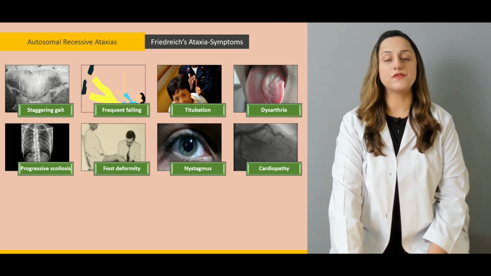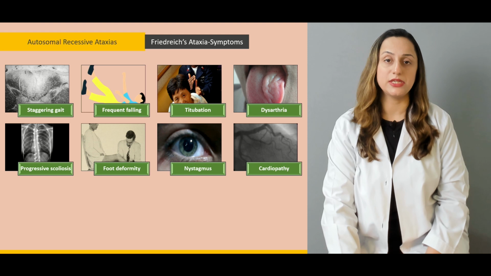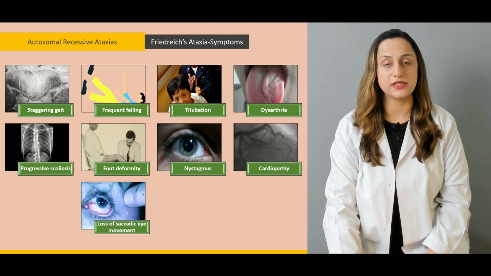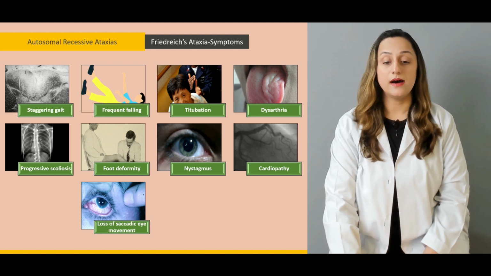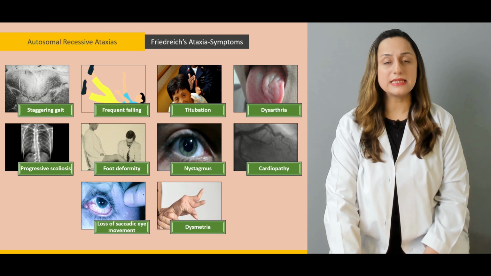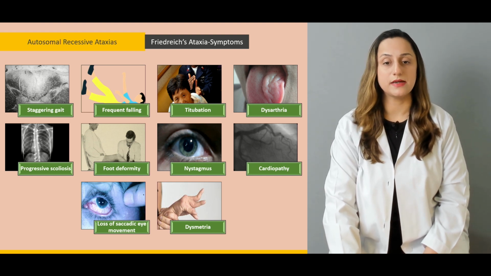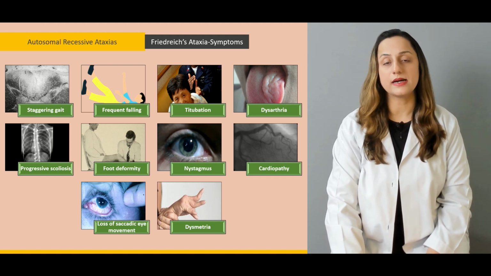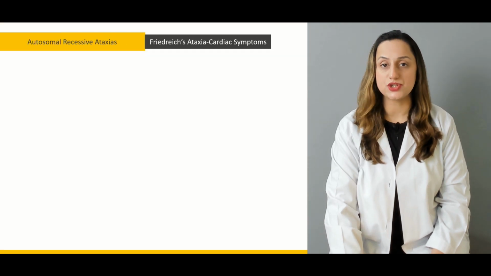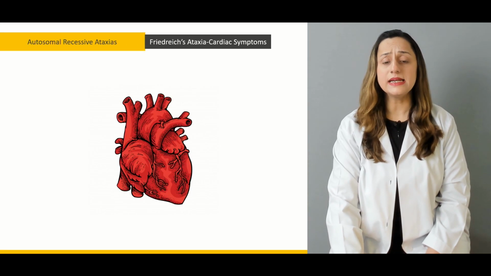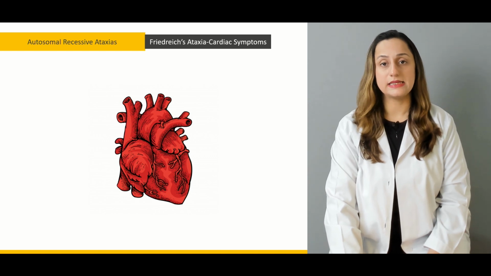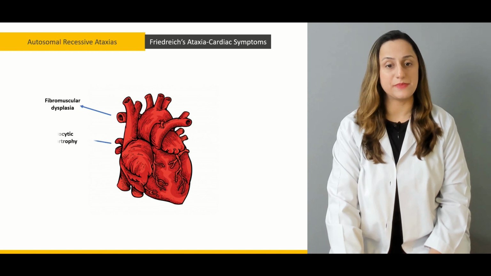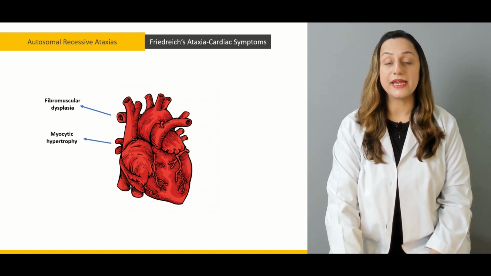Then cardiopathy, on further investigations, you're going to note down that the patient is suffering from a certain kind of cardiomyopathy, specifically over here. There is going to be a loss of saccadic eye movements. Dysmetria is also noted down in these particular patients of Friedreich's ataxia. So this is going to be a complete group of symptoms or clinical features that is noted down over here. The cardiac symptoms, particularly in this specific case over here, are fibromuscular dysplasia. Then there's going to be myocardial hypertrophy.